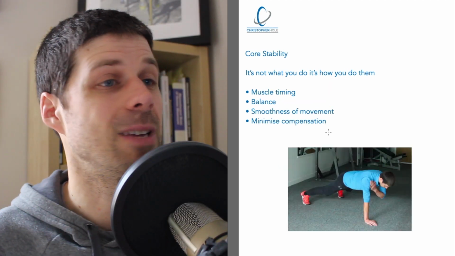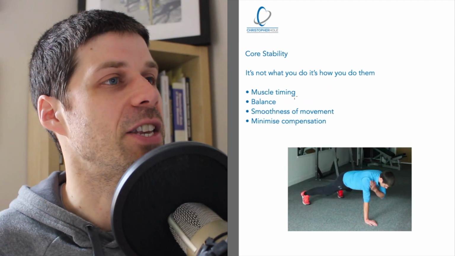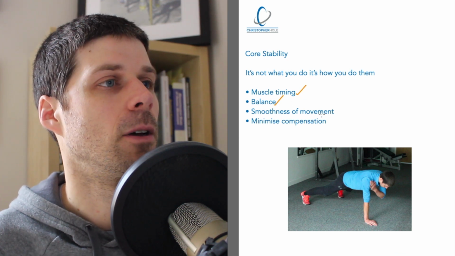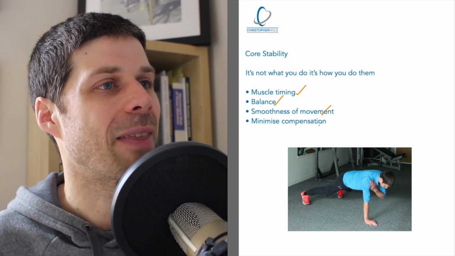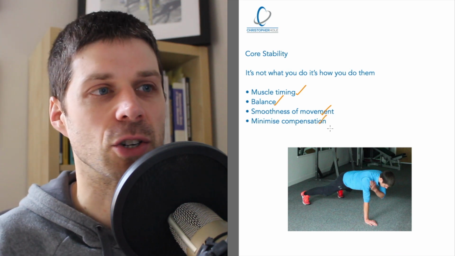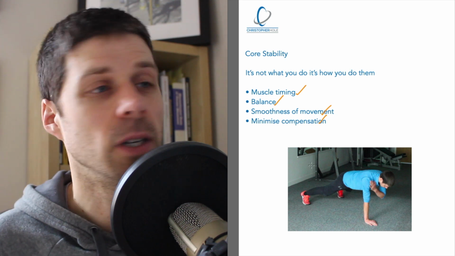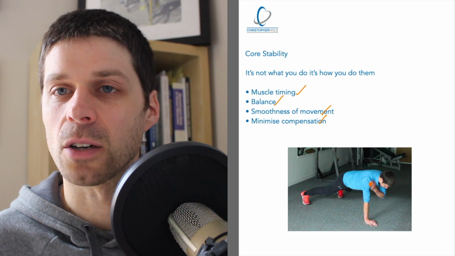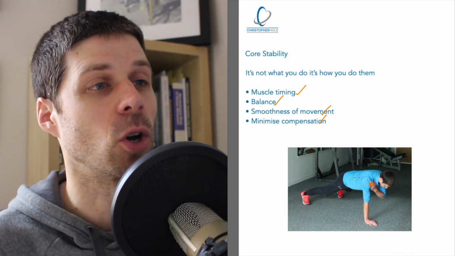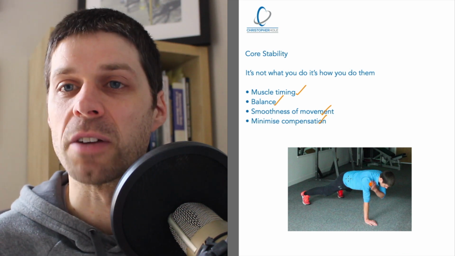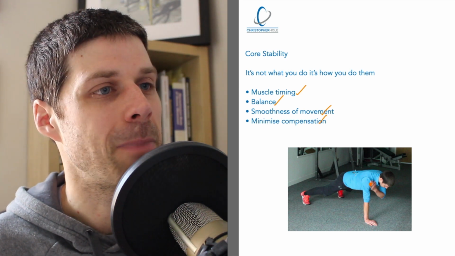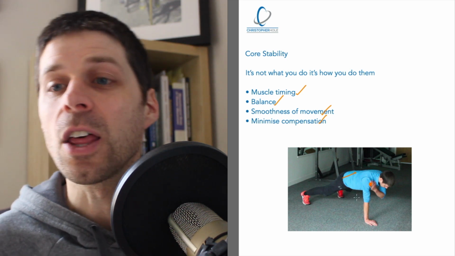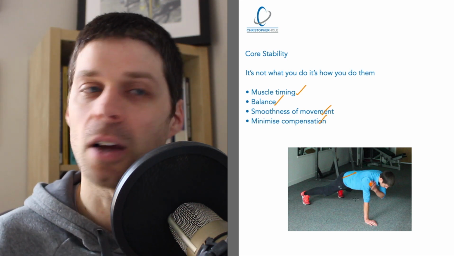Core stability is different. As you can see, it's now about muscle timing, balance, smoothness of movement, and the minimizing of compensation. So the test that I do is a very simple one. I get them into a hand plank and I get them to touch their shoulder. There's one thing that I want from them, which is maintaining centered hips. And then there are 3 things that, if it's inadequate, I look for.